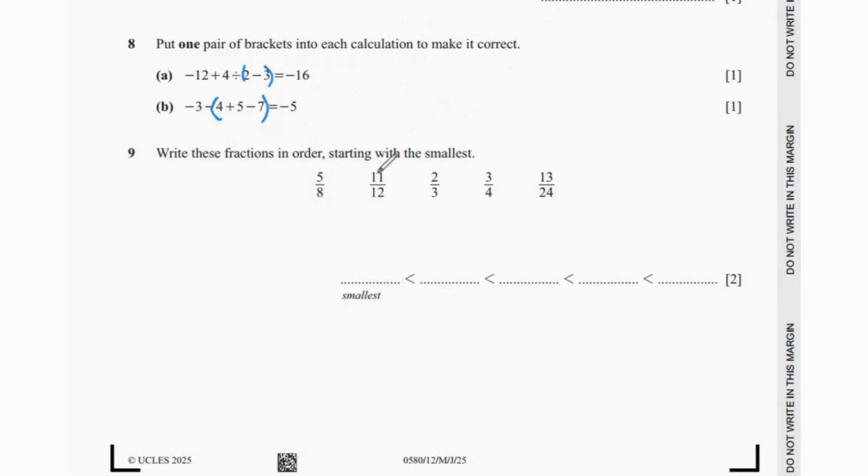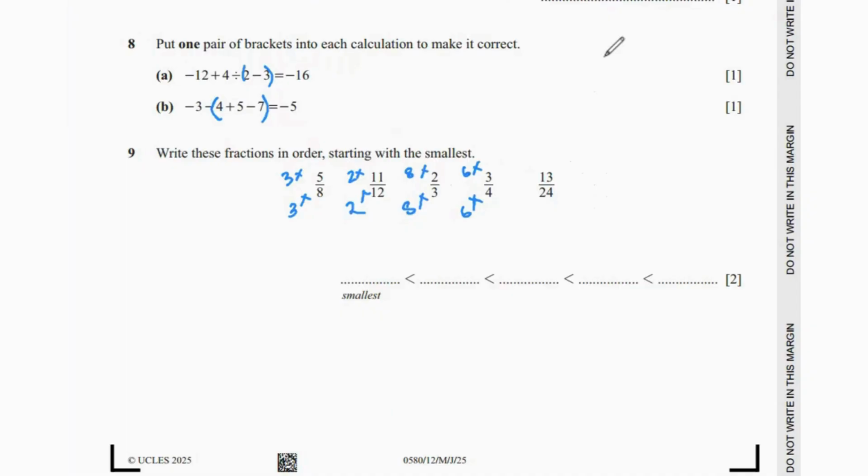Then write these fractions in order, starting with the smallest. So now for this, I would recommend converting all of them to the same denominator. So if you see, we have 8, 12, 3, 4, and 24. All of these numbers have 24 in the times table. So to make the denominator equal, I'm going to multiply the first fraction by 3, second fraction by 2, third by 8, fourth by 6, and the last one remains as it is because it already has a denominator of 24.